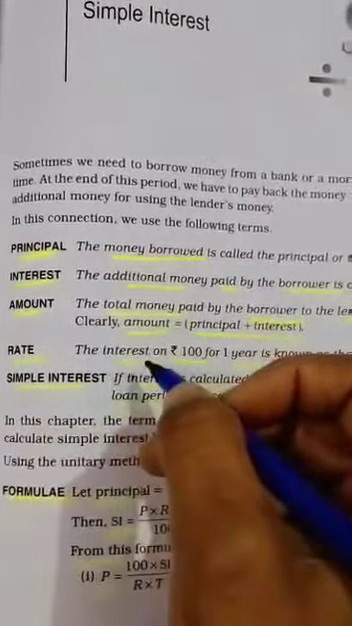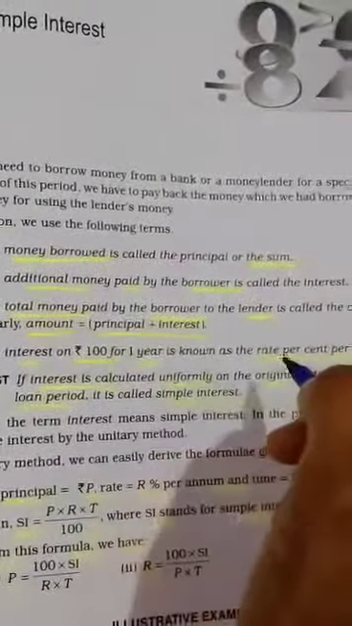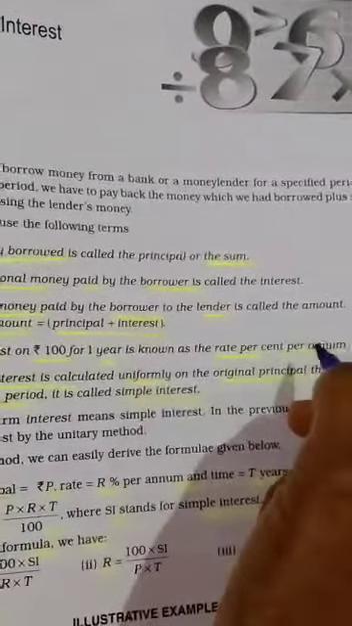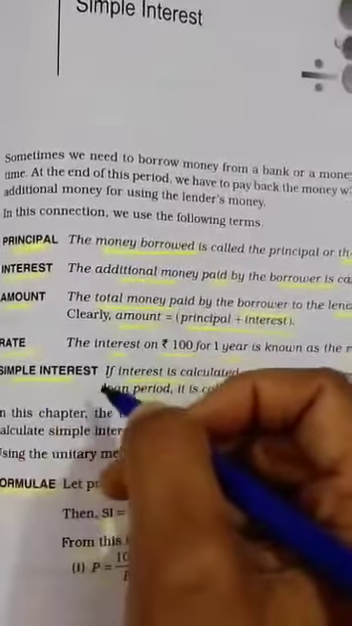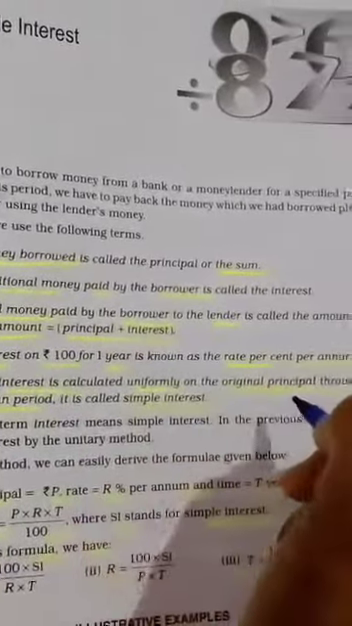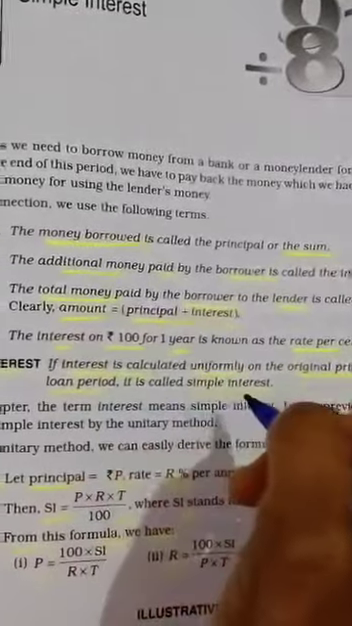Rate. The interest on rupees 100 for 1 year is known as the rate percent per annum. Per annum means 1 year. Simple interest. If interest is calculated uniformly on the original principal throughout the loan period, it is called simple interest.